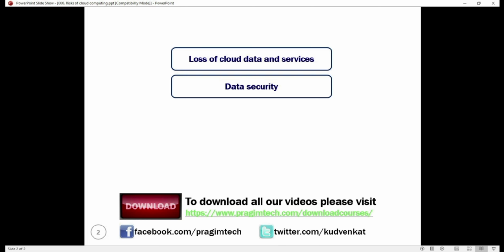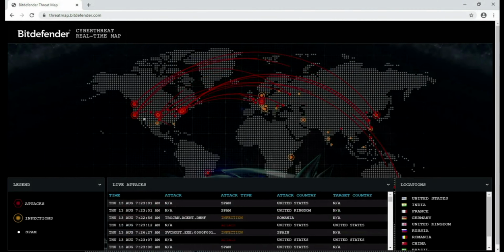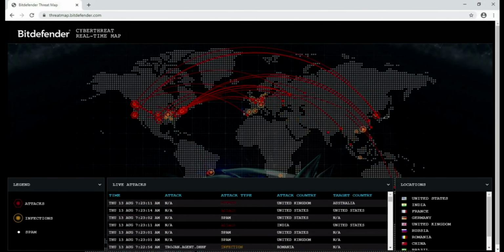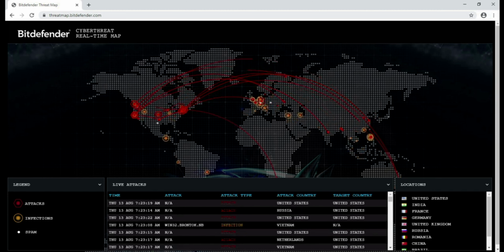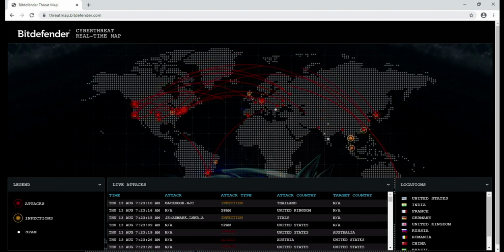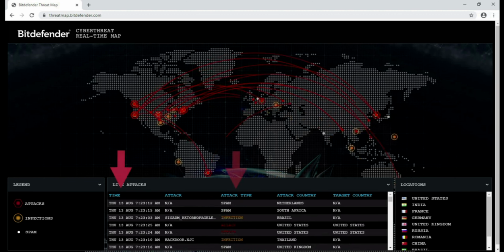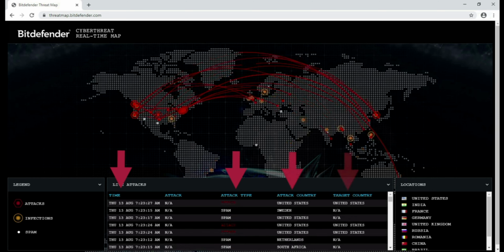Also, everyone, including hackers, know if they can manage to hack into cloud service providers, they will have access to huge amounts of data. So as we speak, there are hundreds of thousands of cyber attacks going on around the world. Take a look at this Bitdefender webpage. You can see the real-time cyber threat map. Every second, in fact, every few milliseconds, there is an attempted cyber attack. You can see the time, attack type, attack country, and the target country.